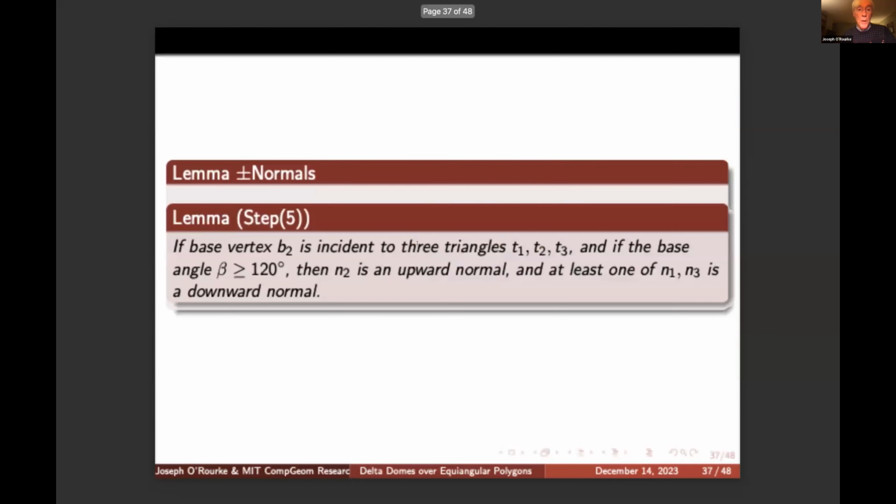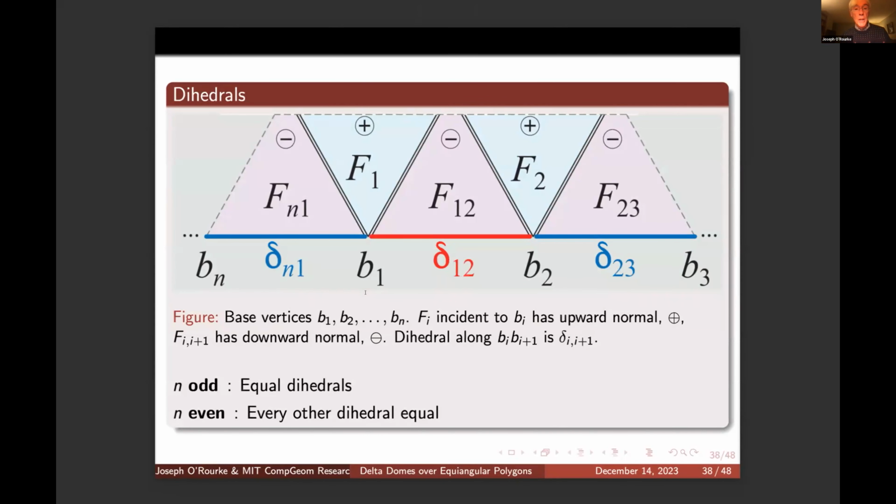And I'm not going to go through it at all, but rather just claim that we get this lemma: if a base vertex B2 is incident to three triangles, T1, T2, T3, and if the base angle is at least 120, then the middle N2 vector is up, and at least one of the other two is down. Okay. Now let me talk about the dihedral angles.